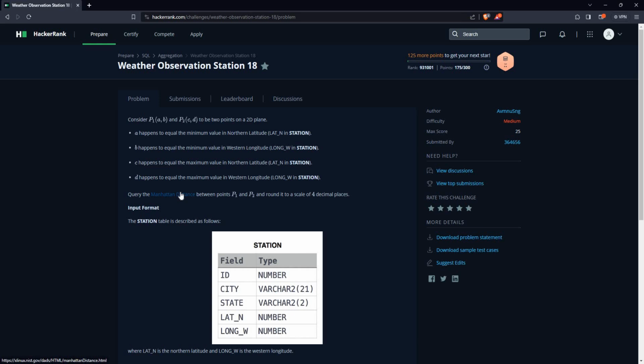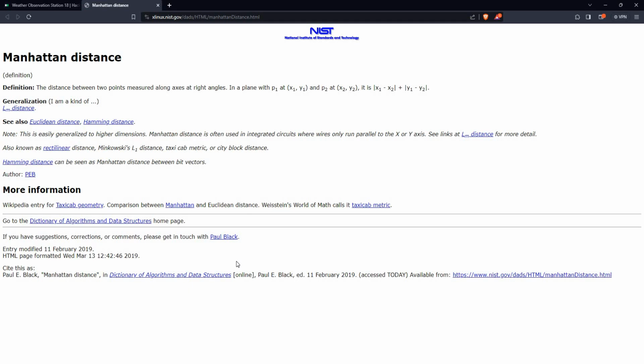So there is this link. Let's try to check what is Manhattan distance. Yep. So the definition: the distance between 2 points measured along axes at right angles. In plane P1, okay, let's directly look at the formula. Yep. It's modulus of x1 minus x2 plus modulus of y1 minus y2.